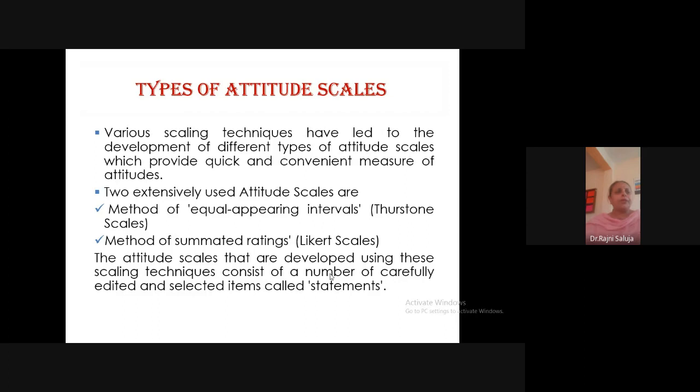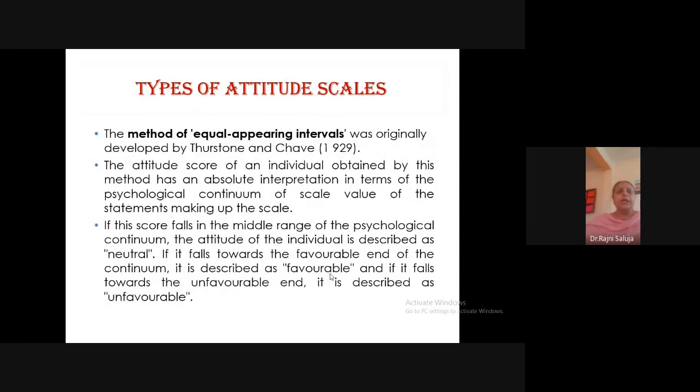That is a method of equal appearing intervals, originally developed by Thurstone and Chave in 1929. And we can say the attitude score of an individual obtained by this method has an absolute interpretation. Means whatever score we obtain by this, there is an interpretation in absolute terms of the psychological continuum scale.